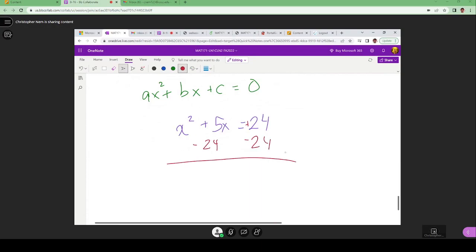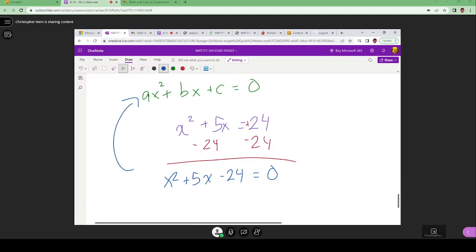Now, on the left side, there are no like terms at all. I cannot combine the 24 with the 5x. I cannot do that. So if there are no like terms, you cannot combine them. You have to leave it the way it is. And then 24 minus 24, they are like terms, so that's 0. Now we have it in our definition format.